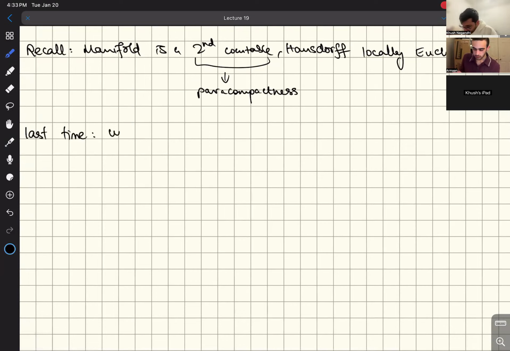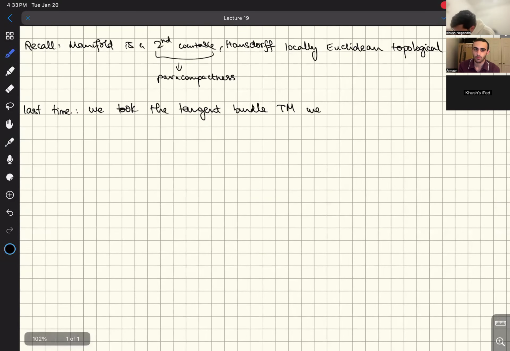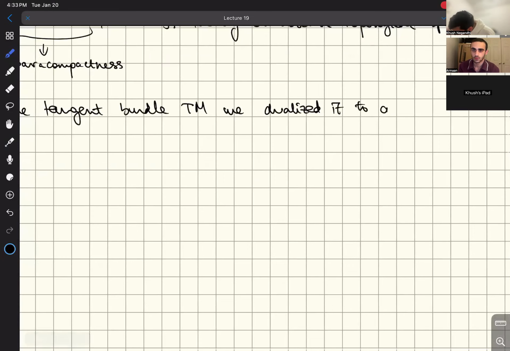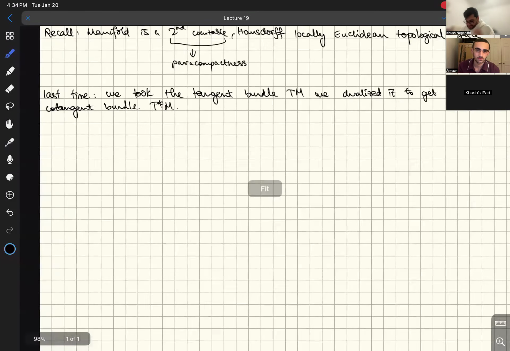we took the tangent bundle, TM, right? If you remember what the tangent bundle is, it's a vector bundle with fibers being the tangent spaces. And then you give it a certain twist in a way that on the intersections, tangent vectors transform with the Jacobian of the change of basis or the change of variable. And then we dualized it to get the cotangent bundle, T star.